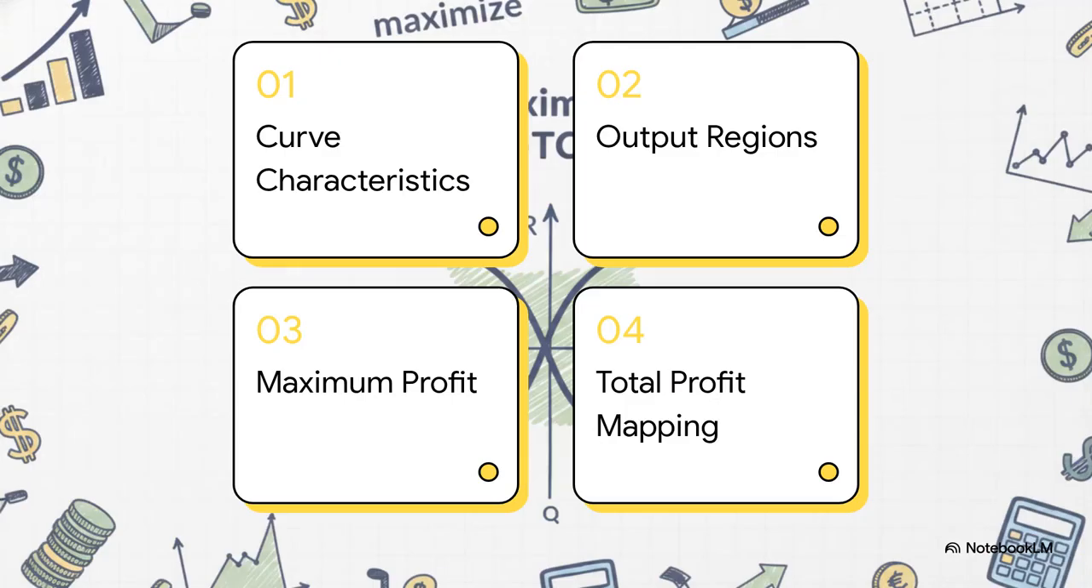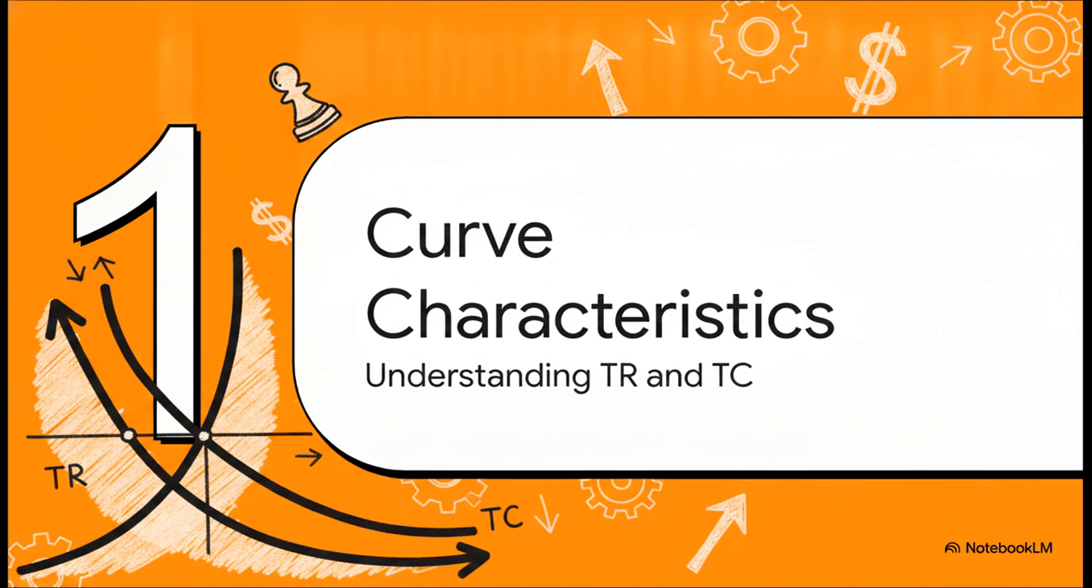Here's our roadmap for today's explainer. First, TR and TC curve characteristics. Second, tracking the output regions. Third, finding maximum profit. And fourth, mapping total profit. Let's kick things off with Section 1, TR and TC curve characteristics.